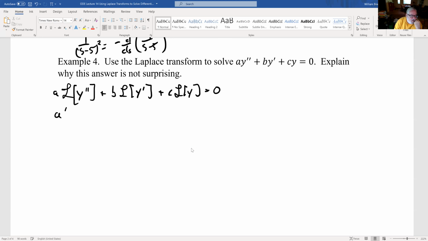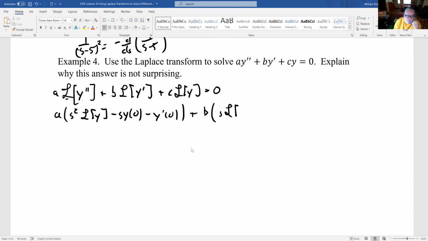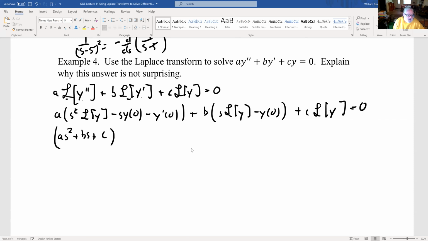And then this becomes a times s squared Laplace transform of y minus s y of 0 minus y prime of 0, because that's the formula for the Laplace transform of the second derivative, plus b s Laplace transform of y minus y0, because that's the formula for the Laplace transform of a derivative, plus c Laplace transform of y equals 0. So gathering all our terms together, we get (As squared plus Bs plus C) times the Laplace transform of y equals a times (s y0 plus y prime of 0). I need to remember to distribute that a, plus b y of 0.